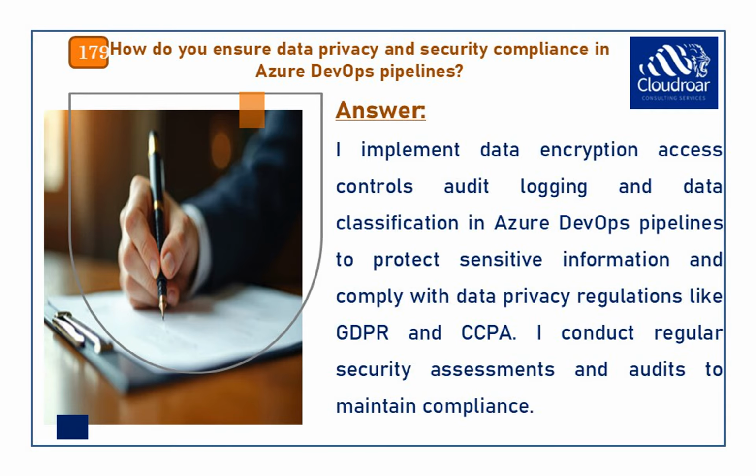Question 179. How do you ensure data privacy and security compliance in Azure DevOps pipelines? I implement data encryption, access controls, audit logging, and data classification in Azure DevOps pipelines to protect sensitive information and comply with data privacy regulations like GDPR and CCPA. I conduct regular security assessments and audits to maintain compliance.